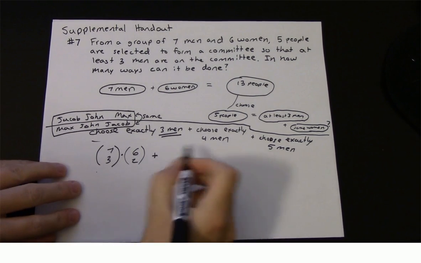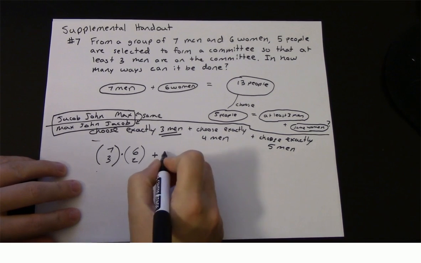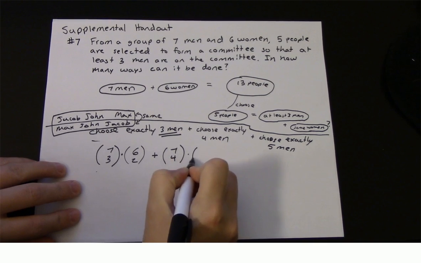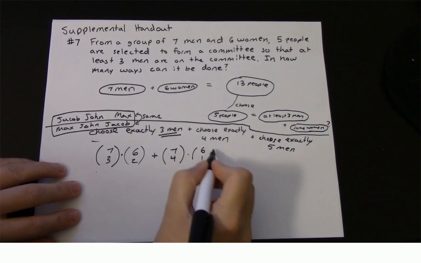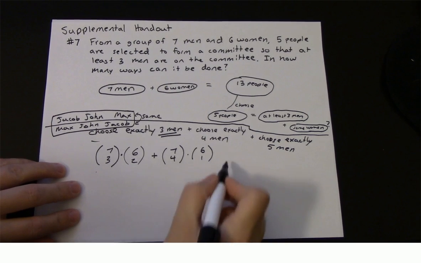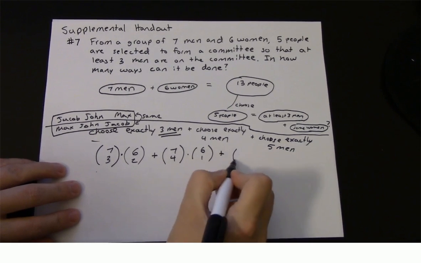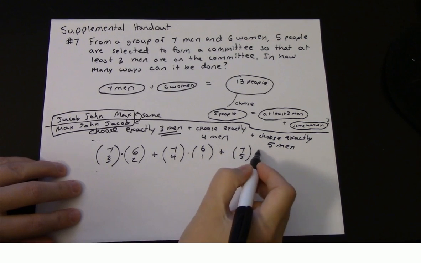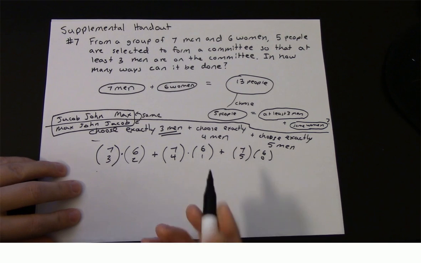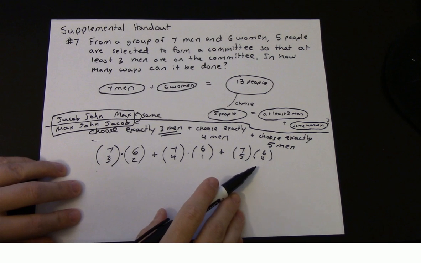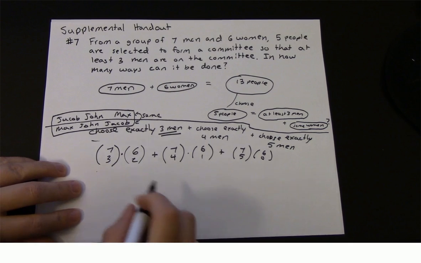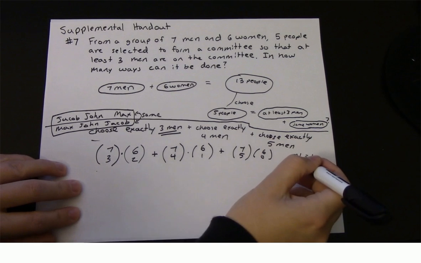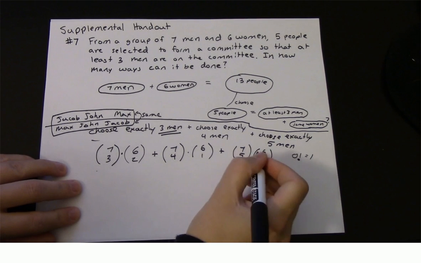All right, so we're going to add that to the number of ways you can choose exactly 4 men. So 4 men, 7 choose 4. And we would multiply, if we have 4 men, then we only have 1 woman, because that adds up to 5. Now choose exactly 5 men, 7 choose 5. Now you don't choose any women, so I can leave this blank. Actually, if I write down here 6 choose 0, 6 choose 0 is 1, because remember, 0 factorial is 1. So if you plug this in, you should get 1 here, so it doesn't matter if you write it there or not.